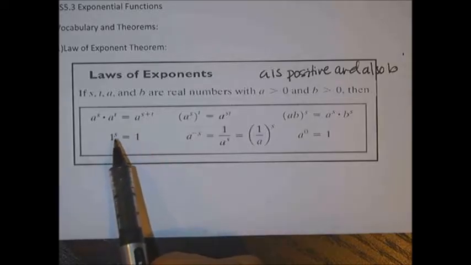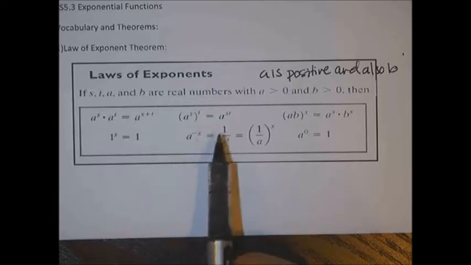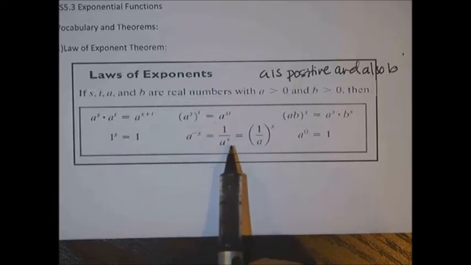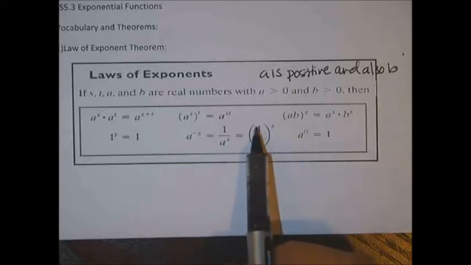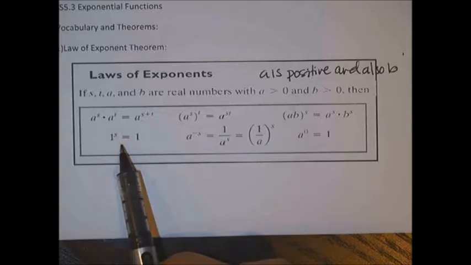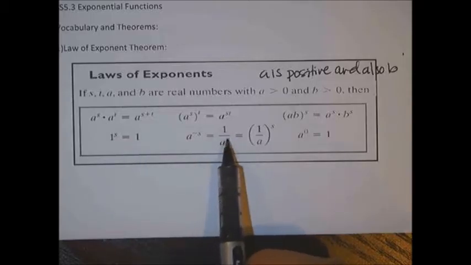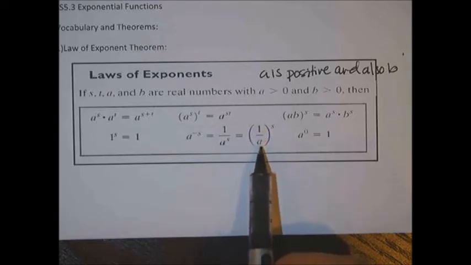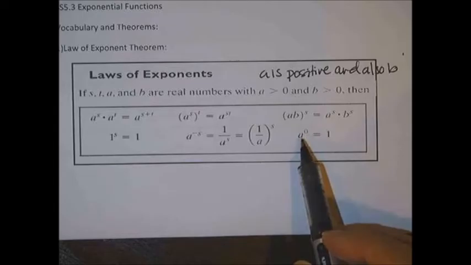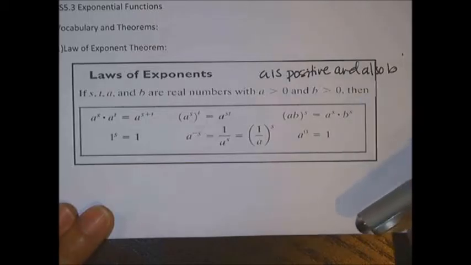1 to any exponent equals itself. a to the negative exponent becomes 1 over a to the positive exponent, because as you remember from the previous rule, 1 to any power is itself. So 1 over a to the s is identical to 1 over a, all of it to the power of s. a to the 0 is always 1. You can have 1 million to the 0 power, and that will always give you 1.